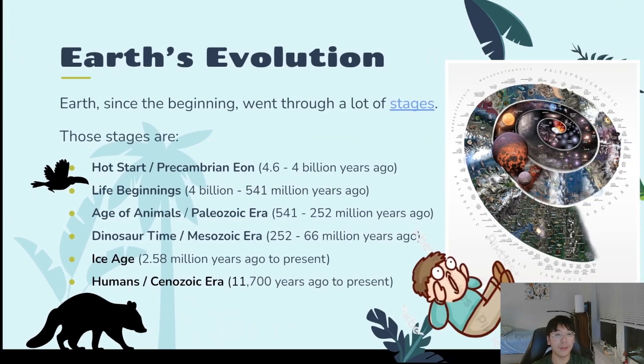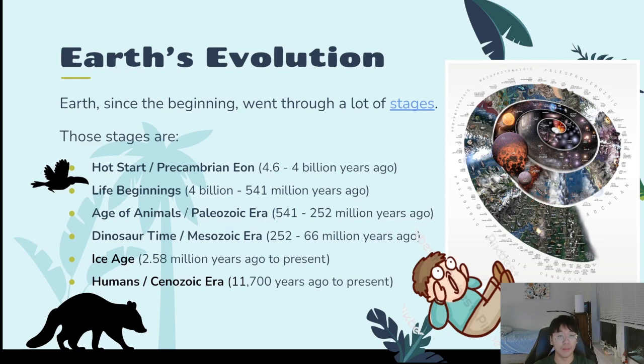So, we'll begin by studying the Earth's evolution, how the Earth came to be. Why does the Earth look the way it does today? Well, since the creation, Earth went through a lot of stages. Those stages are, namely, the hot start, which scientists call the Precambrian era. It's around 4.6 to 4 billion years ago.